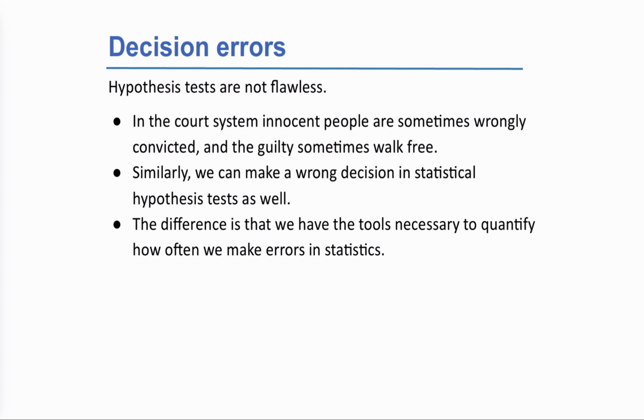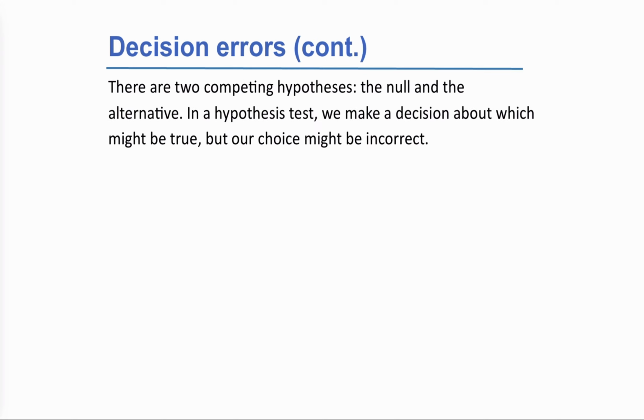Hypothesis tests are not flawless, right? So to use our court system analogy, innocent people are sometimes wrongly convicted, and guilty people sometimes walk free. Similarly, we can make a wrong decision in statistical hypothesis tests as well. The difference is that we have the tools necessary to quantify how often we make errors in stats.